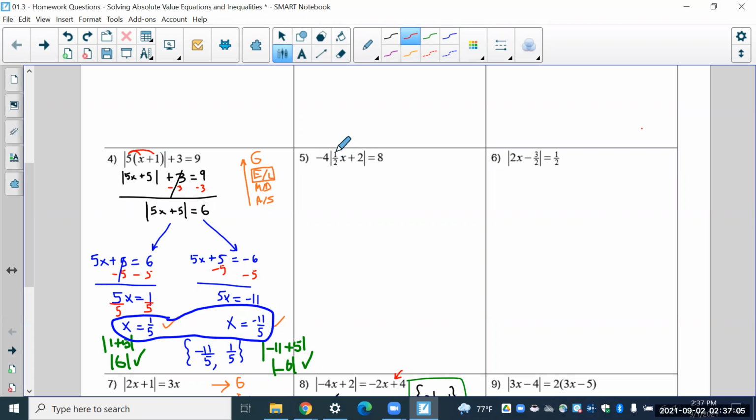Now over here, the very next problem, you cannot distribute, not allowed. You end up dividing by -4, and I just want you to think about this. We talked about this in class. You end up getting a half x plus 2 is equal to -2. Think about that. Now, if you want to solve the whole thing, I'm going to tell you right now, both answers will be extraneous. Why? The absolute value is distance. It can never equal -2. The answer is no solution.